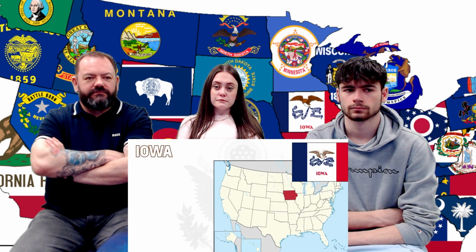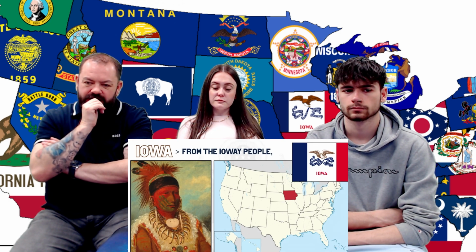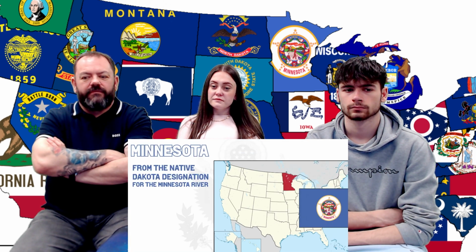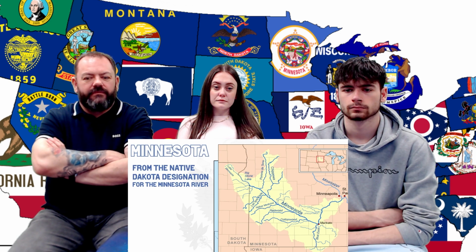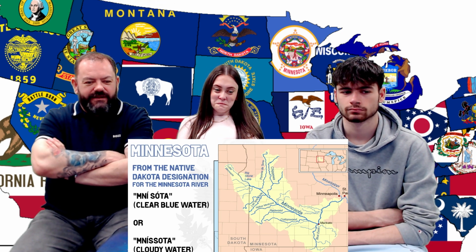Moving on to Iowa. Iowa derives its name from the Iowa people, one of the many Native American nations whose territory was within the future state at the time of European colonization. Minnesota comes from the Native Dakota designation for the Minnesota River, which got its name from one of two words in Dakota, Minnesota, which means clear blue water, or Nisota, which means cloudy water. Kind of an odd choice of words considering they sound so similar but mean pretty much the exact opposite.